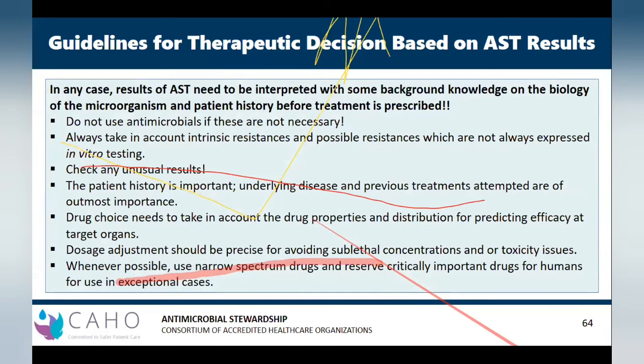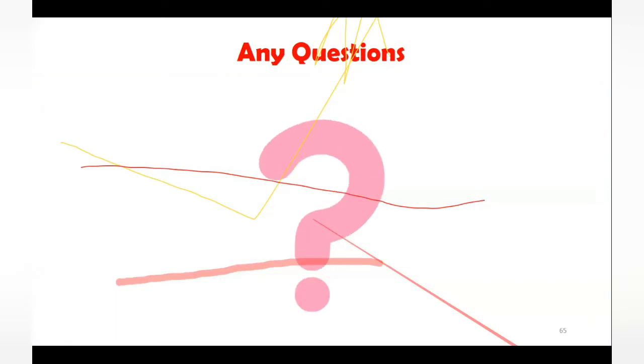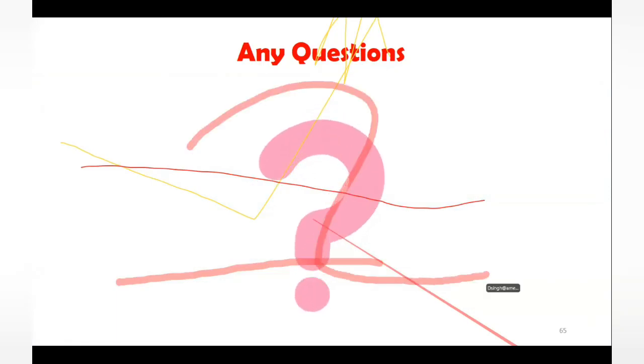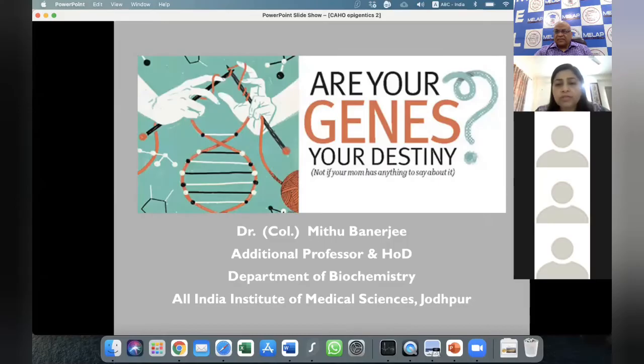The pharmacokinetics and the pharmacodynamics should be considered, and dosage adjustment should be done. Optimization should be done to avoid sublethal concentration, and whenever possible use a narrow spectrum and reserve the most important antibiotics like colistin, tigecycline, and others, except in certain cases. So that was about my presentation today. Open for questions.